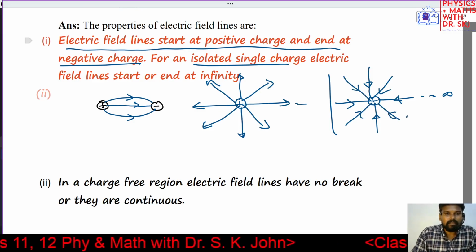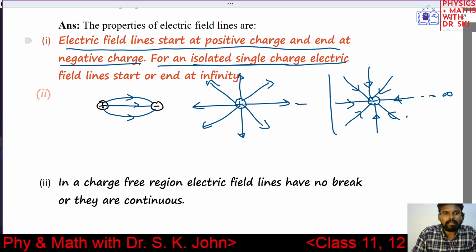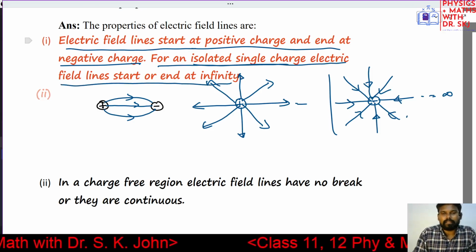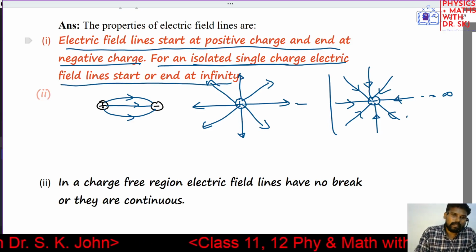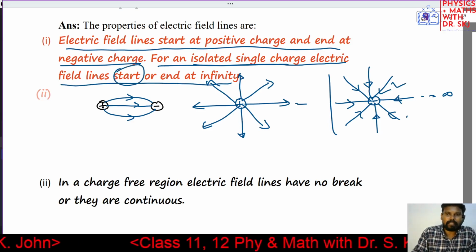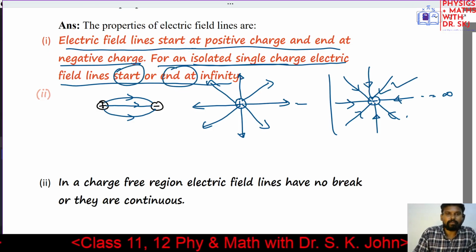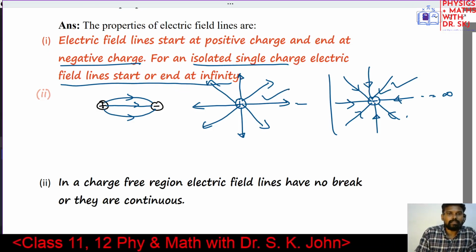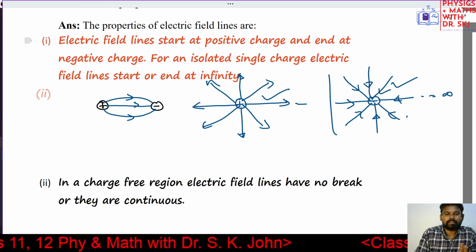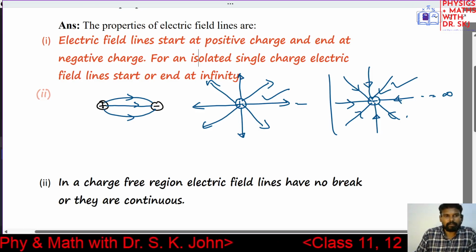So read this part. For an isolated single charge, electric field lines start or end at infinity. The electric field lines start at infinity for a negative charge and end at infinity for a positive charge. Okay, so you got the sentences. First property, you understood the first property.